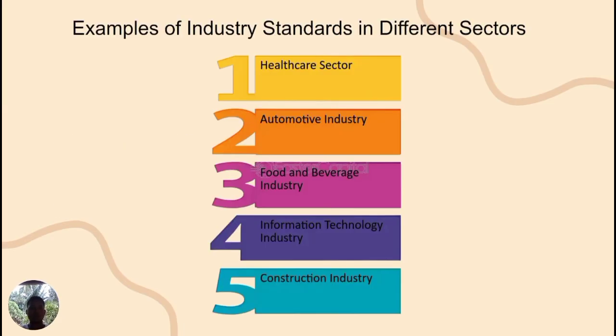So examples of industry standards in different sectors. Number one, health sector. Number two, automotive industry. Number three, food and beverage industry. Number four, information technology industry. And number five, construction industry. So there are a lot of industry standards in different sectors. So these five examples are the five main industry standards that can be measurable and eligible for those learners or candidates.